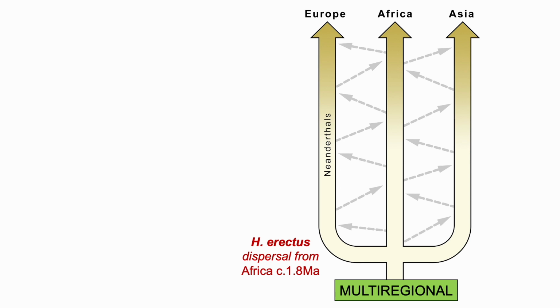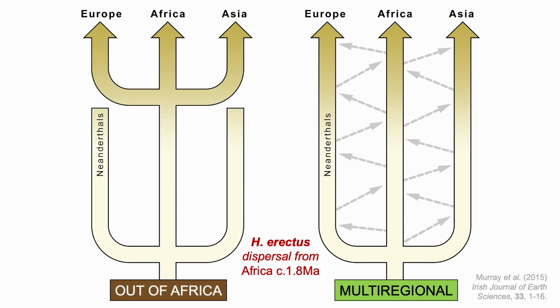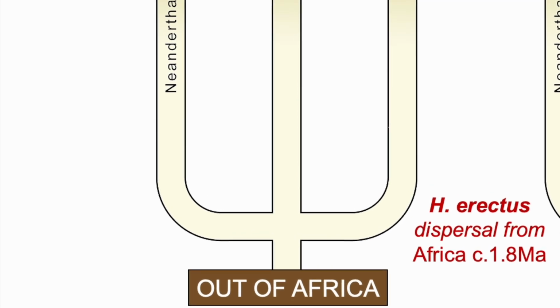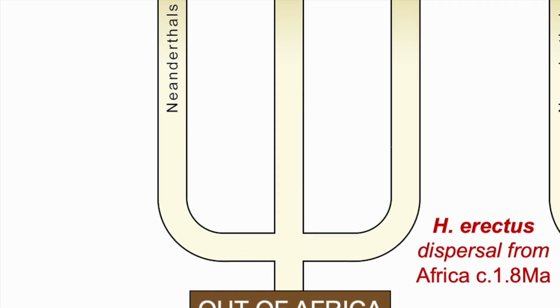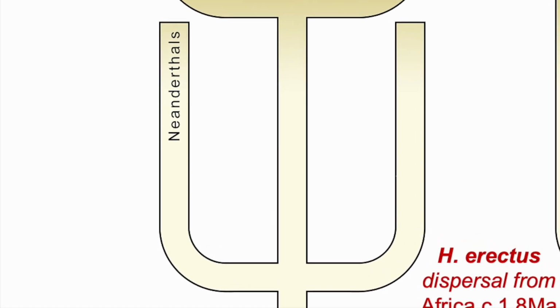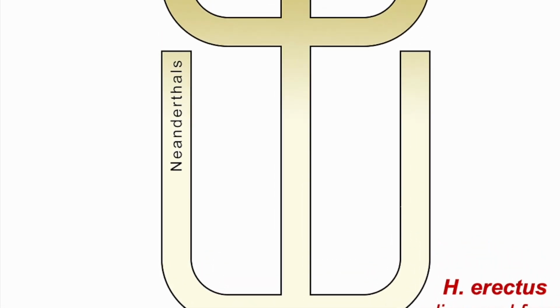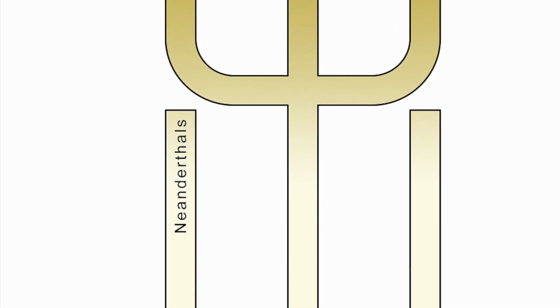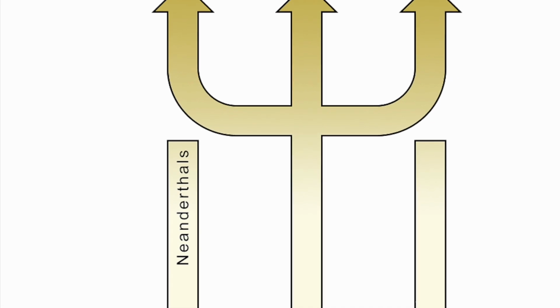The rival idea is one which is termed out of Africa, or the recent single African origin model. And it begins initially in a similar fashion to the multi-regional model, in that we see Homo erectus dispersing out of Africa around 1.8 million years ago. But what you'll notice is there's no dashed grey lines. So there's little to no genetic interchange amongst all of these dispersed populations around the world.